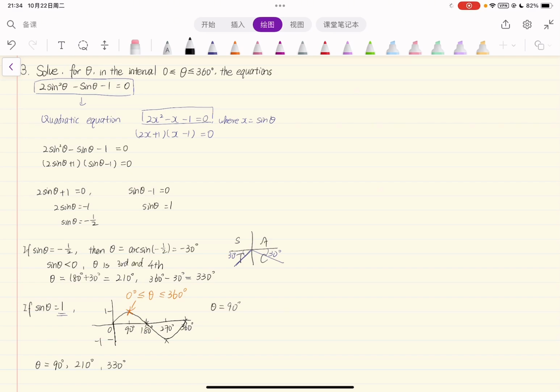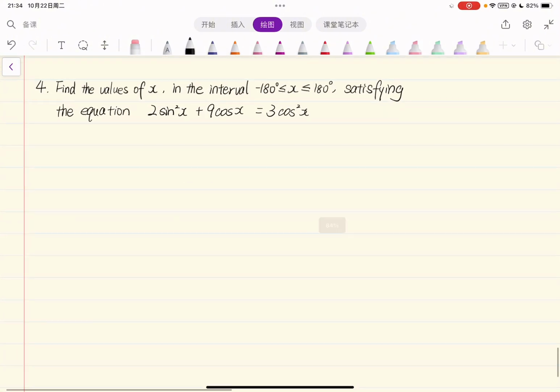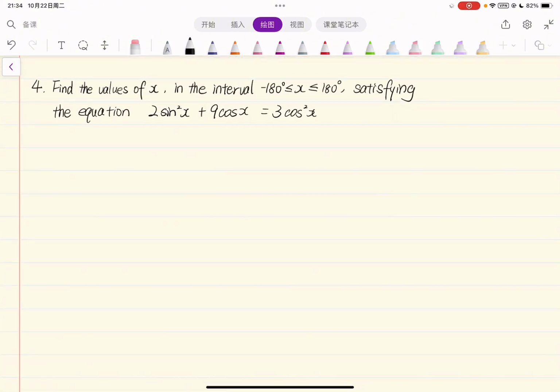Okay, let's move on to the final question. Find the values of x in the interval minus 180 degrees less than or equal to x less than or equal to 180 degrees, satisfying the equation 2 sine squared x plus 9 cosine x equals 3 cosine squared x.